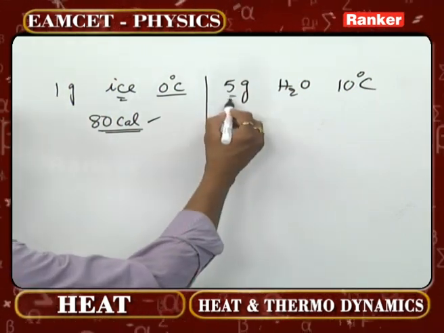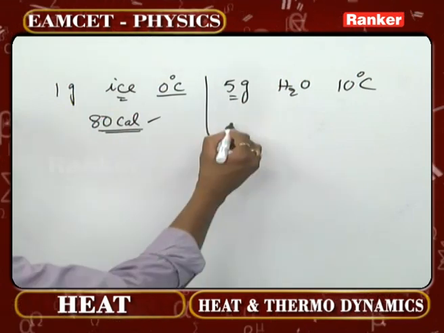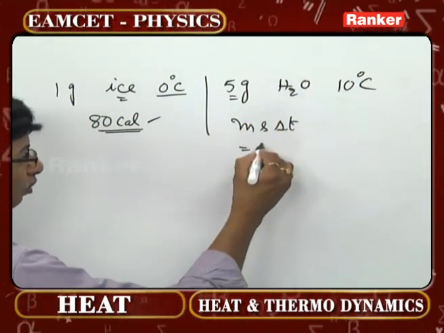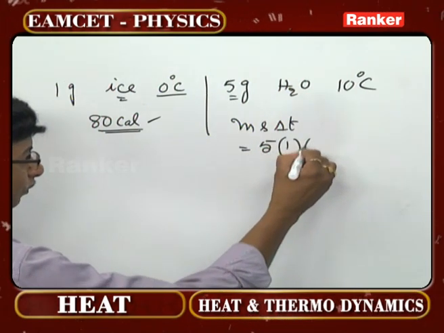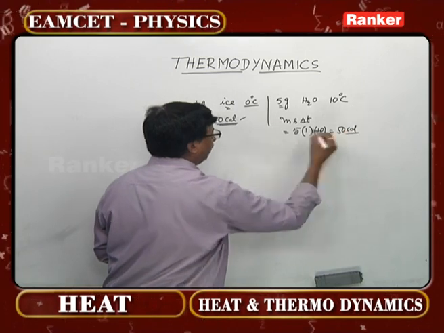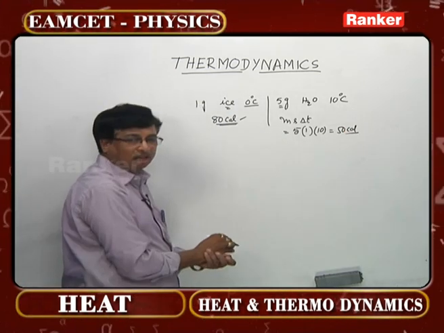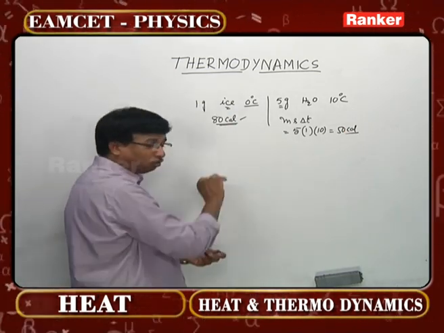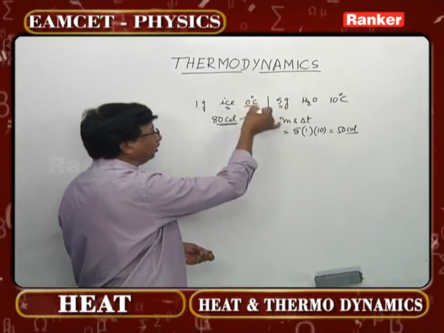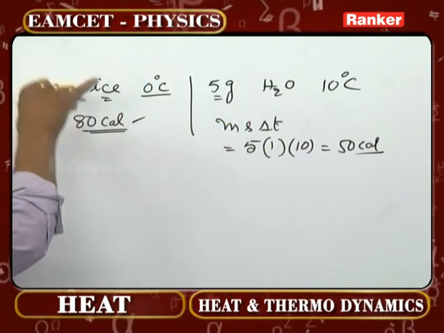Now how much energy can this water provide? It can provide m s delta T of energy. How much is m? 5. s is 1. Delta T is 10. That means how much energy can it provide to this ice? After all, 50 calories. How much does it require to melt? 80 calories. That means it is unable to give the amount required by this ice.